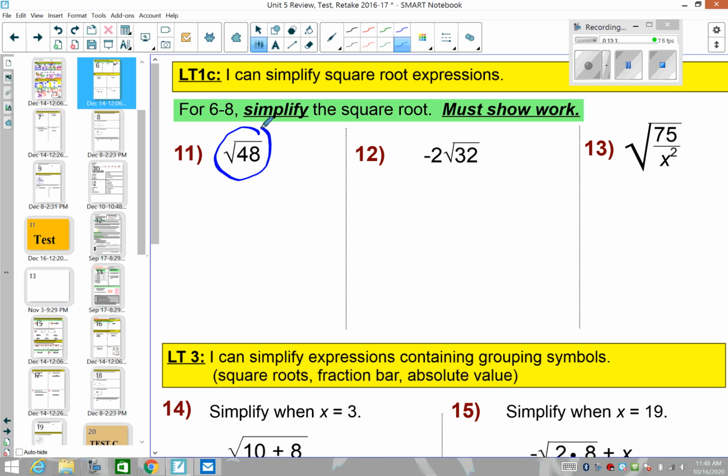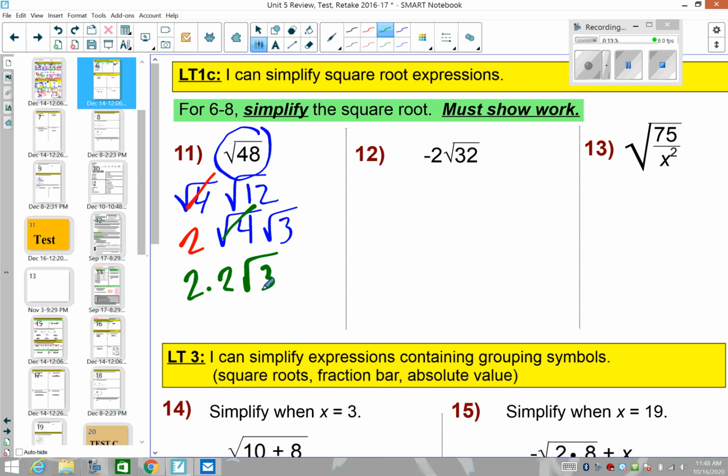Pull out any common factors. So 16 goes in there. I'll just start with 4. So the square root of 4 times the square root of 12. And the square root of 4 is 2. And then 12 breaks into the square root of 4 times the square root of 3. I'm pulling out things that are perfect squares. So that's 2 times 2 times the square root of 3, which is 4 times the square root of 3.